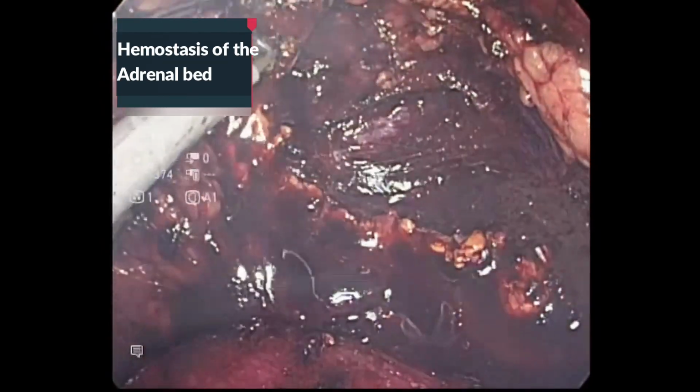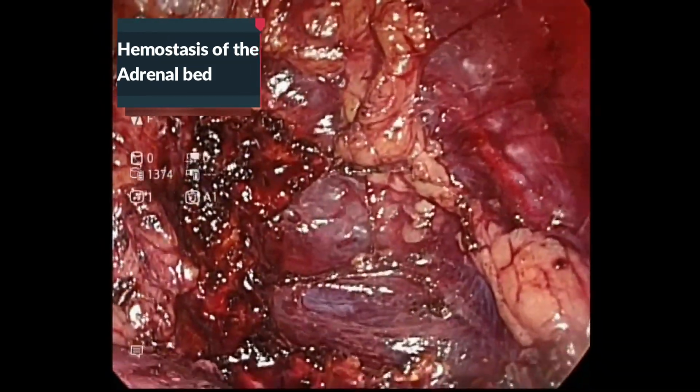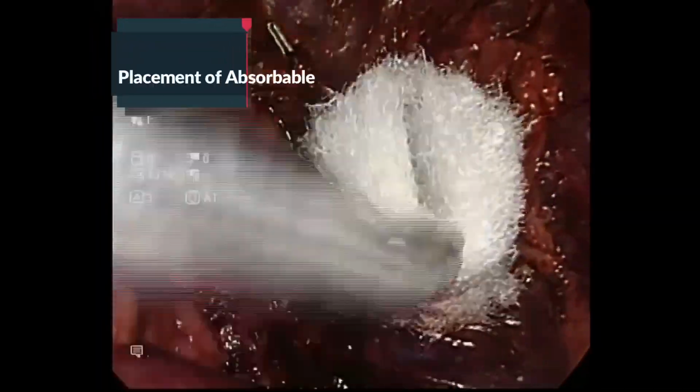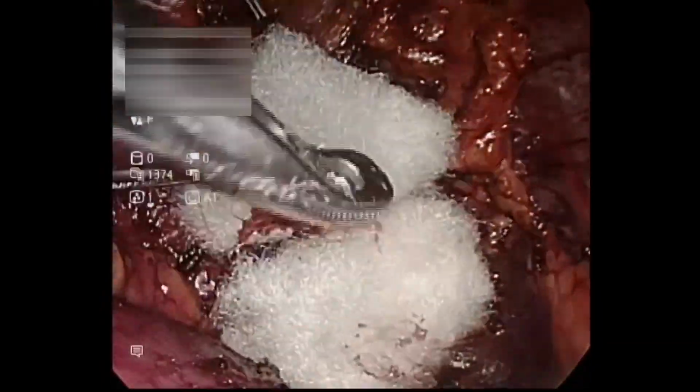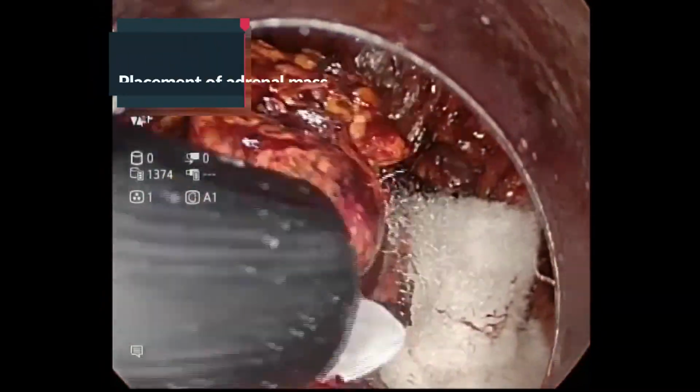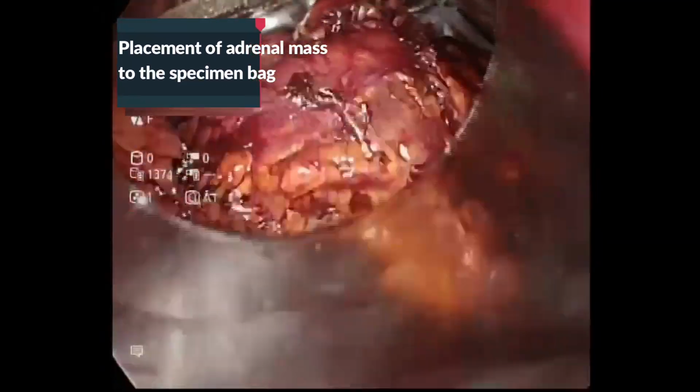Hemostasis of the adrenal bed was done, followed by placement of absorbable hemostatic agents. The adrenal mass was then placed in a specimen bag.